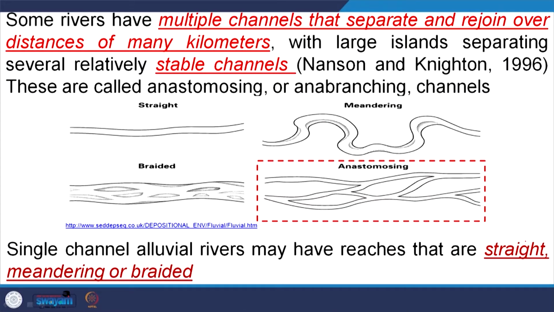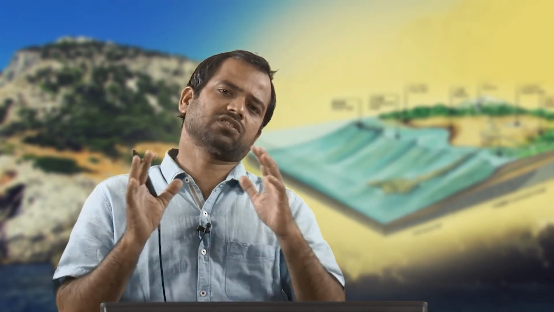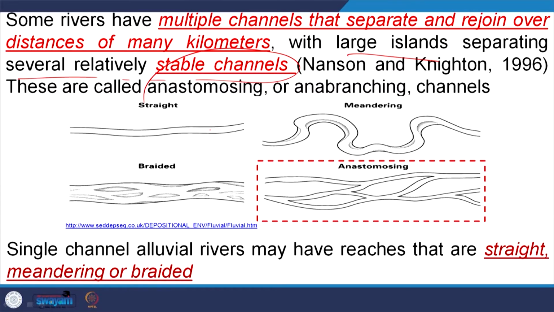And some of these rivers have multiple channels, not a single channel, and they bifurcate at some point in space and again rejoin the main channel after a few kilometers, and they encircle some of these islands in between them. It is mostly the permanent islands or stable channels, with a large permanent island separating several relatively stable channels. These are called anastomosing channels or anabranching channels.